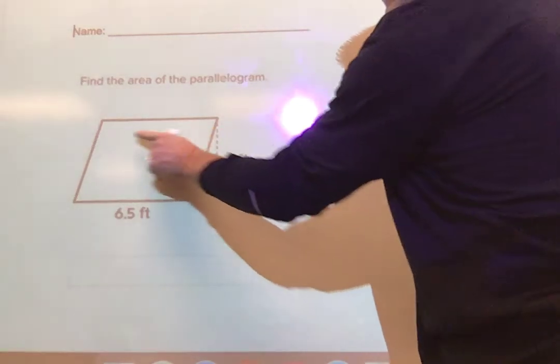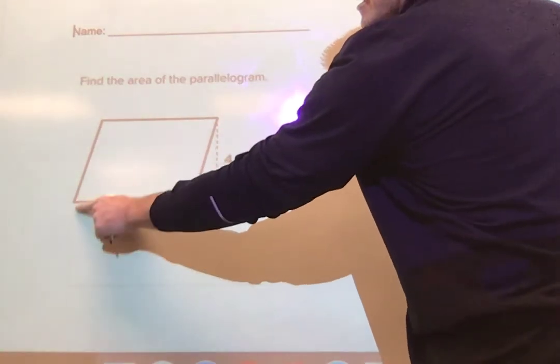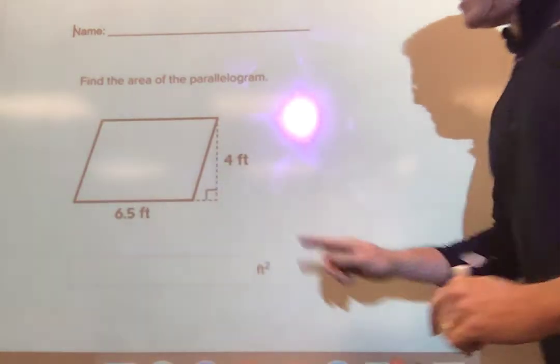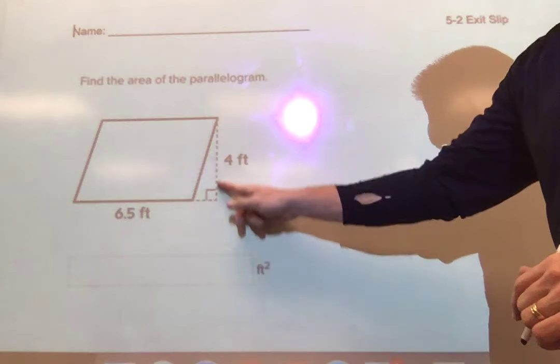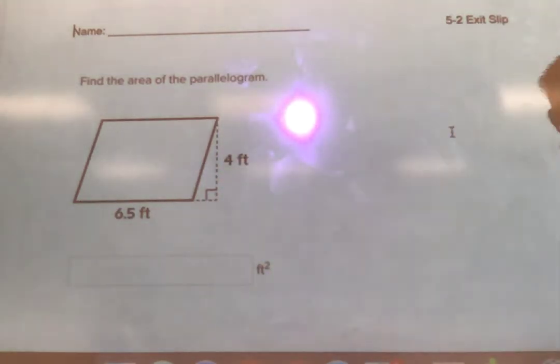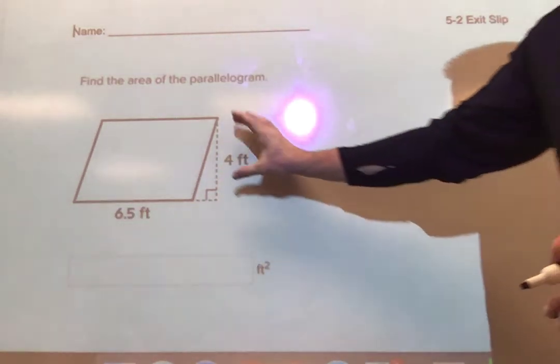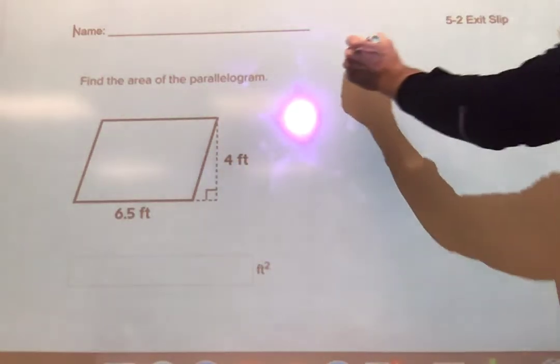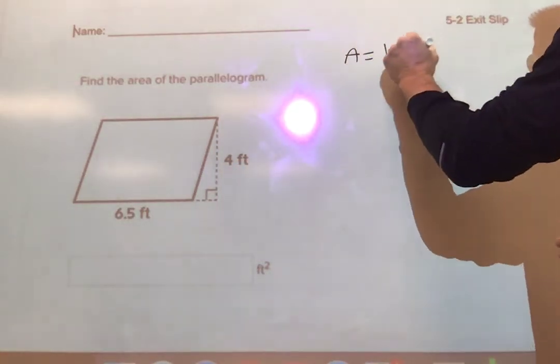Just remember the key teaching point though, if they give you this, that is not the height, okay, because that's not straight up and down from a right angle. The height has to be straight up and down. So picturing it as a rectangle, you hopefully won't forget that and know that you have to have that, which they tell us here. So in this one, we know area is simply base times height.